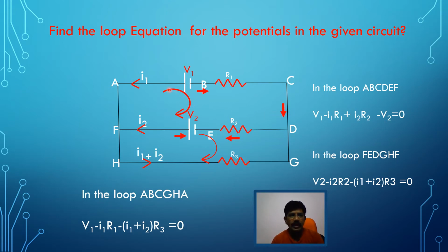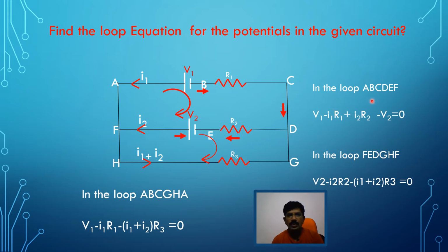I1 current is coming out from the voltage source V1 and I2 current is coming out from the voltage source V2. Next, observe this, this is a junction or a node. At F there is a node or junction. So this I1 current and I2 current mix together and become I1 plus I2, and they flow through the resistor R3. So first you consider this loop.